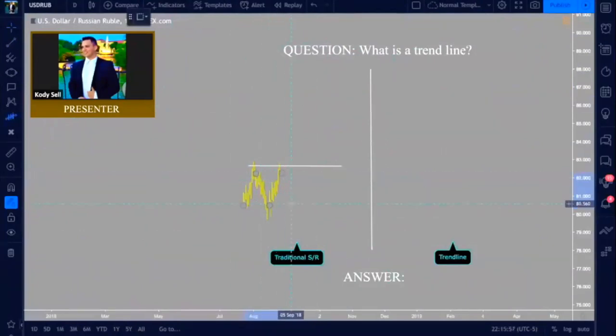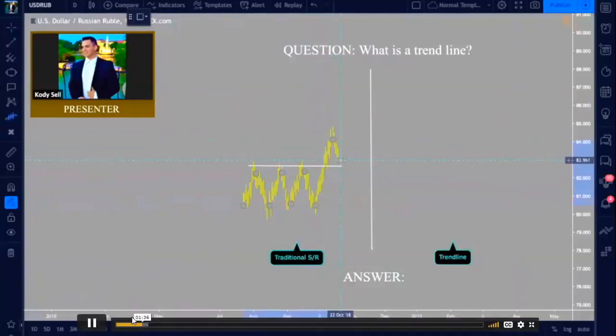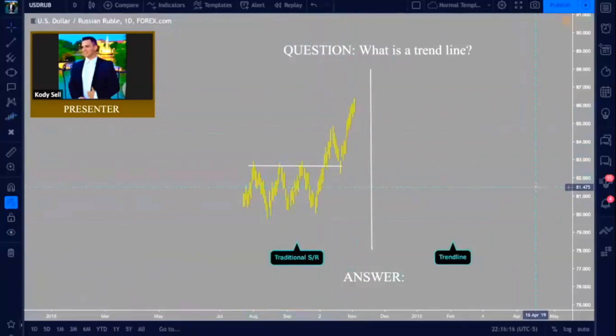So here the level is holding as resistance, pushing price down. And then when price does breach through the level, that level will then turn to support. Price will come back to retest. It will hold as support and price will continue on. So that is typically how traditional horizontal support and resistance works.